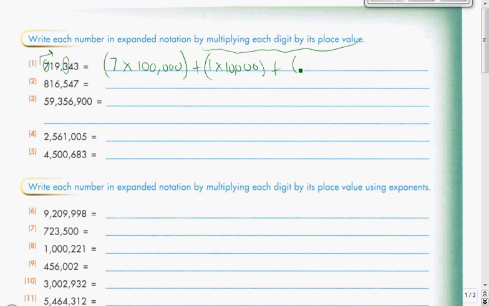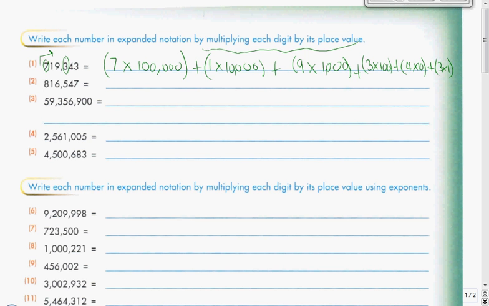Plus, parentheses, 9 times 1,000, because the 9 is in the thousands place value, plus 3 times 100, plus 4 times 10, plus 3 times 1. Okay? That's how you do that. Knowing your place values and the headings of those place values is very important to do this math. If you don't understand that yet, go back to the video on page 2, where I give a brief explanation of the place value term.